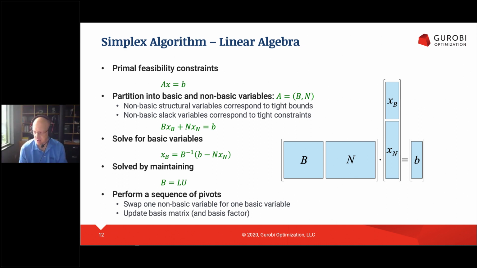And then the computation is a sequence of pivots. In a pivot, you take a non-basic variable and move it into the basis, and then you take a basic variable and move it out of the basis. So it's a series of swaps of one non-basic variable for a basic variable, and each of these steps requires you to update the basis matrix and the basis factorization. There's a variety of housekeeping steps that are required.